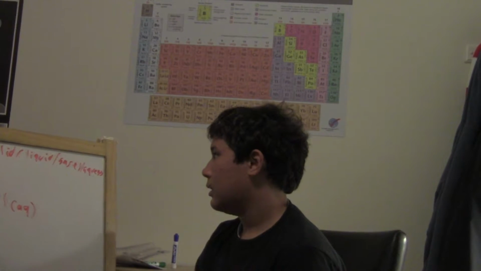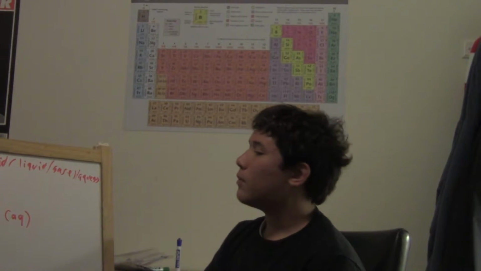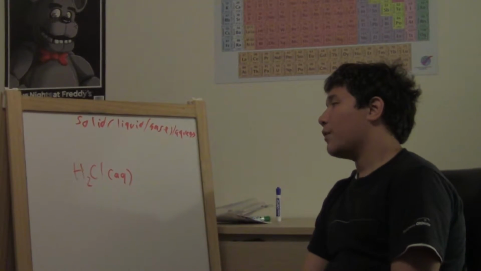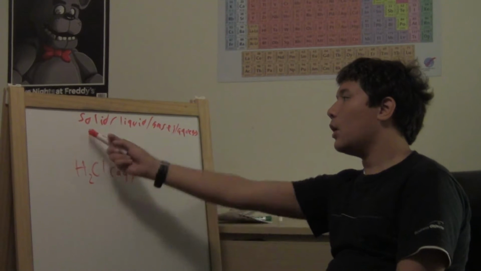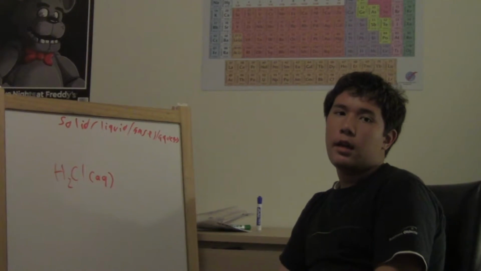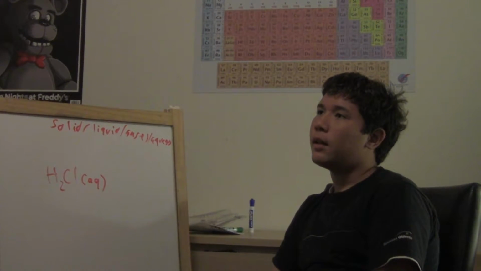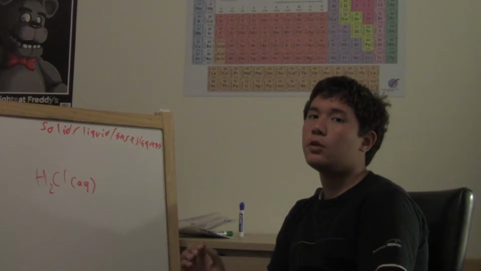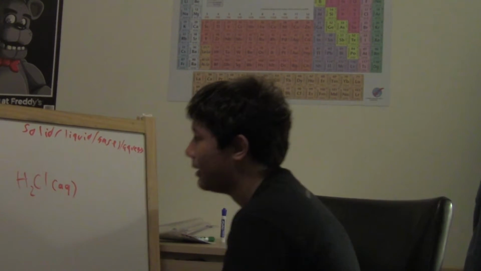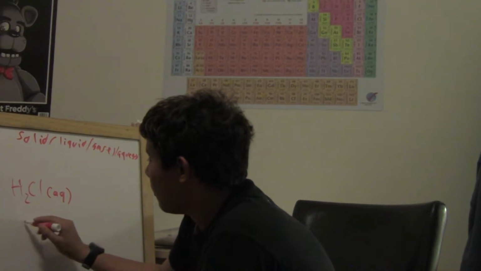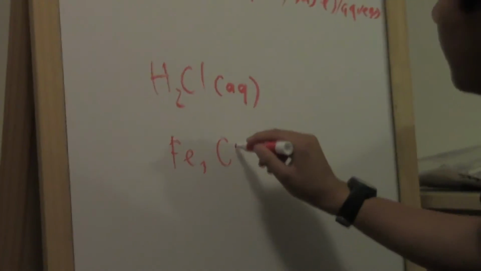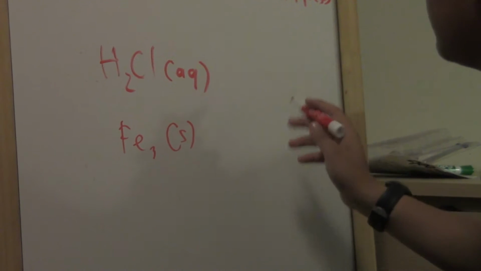But anyways, whenever writing stuff down, you need to put whether it's a solid, liquid, gas, or aqueous right over here in parentheses, as a little abbreviation so that you don't have to write down the whole thing. Because trust me, writing down the whole thing is a complete pain. Like for example, iron will be listed as a solid.